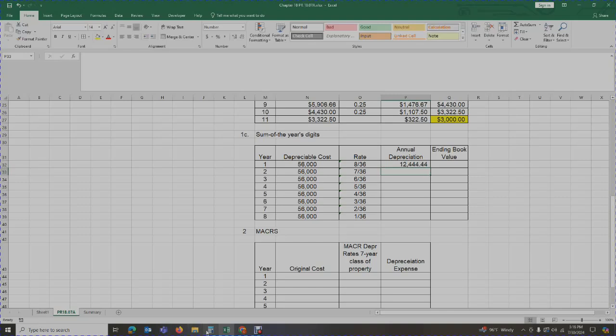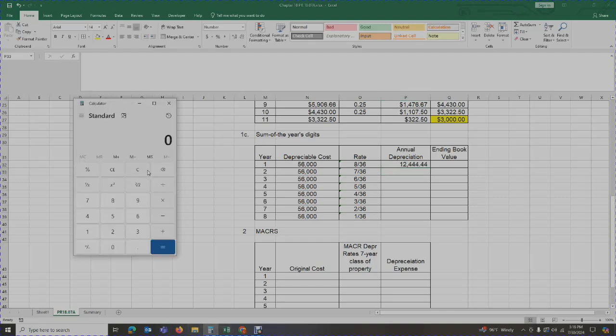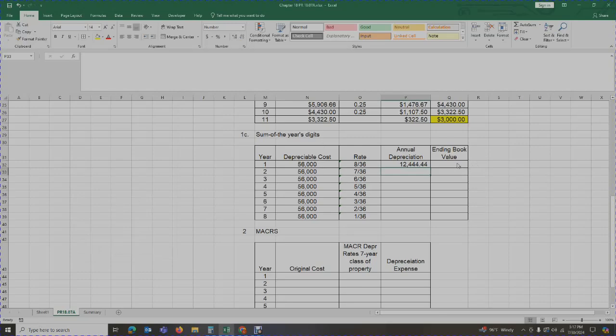Now, to calculate the ending book value, you're going to get the actual cost of the asset. Be very careful. To calculate the annual depreciation, you obtain the depreciable cost, which is your cost minus your salvage value. To calculate the ending value, we're going to start off with the cost, which is 59,000 minus the 12,444.44. Okay, and that's going to give me an ending book value of 46,555.56.